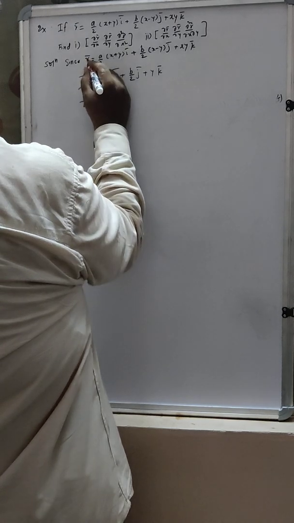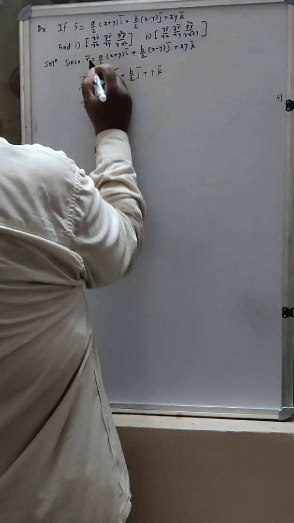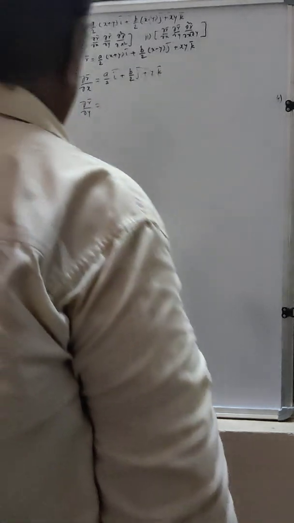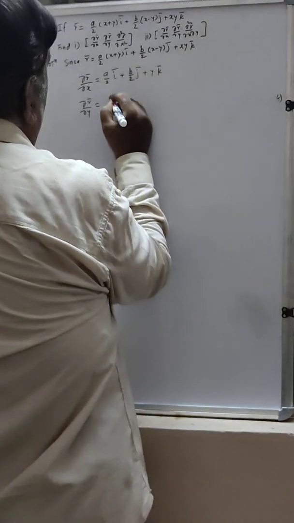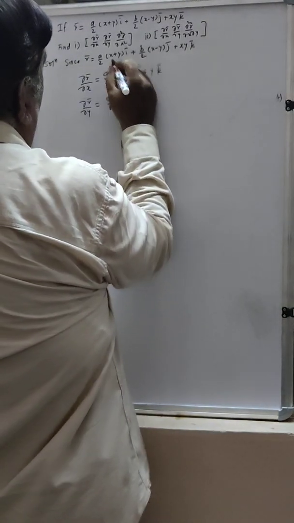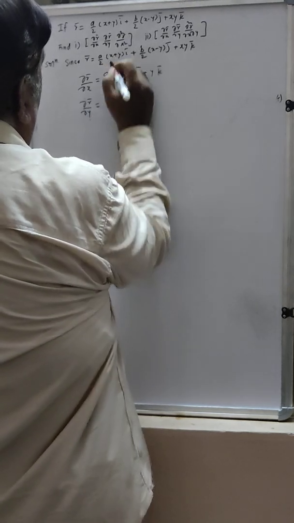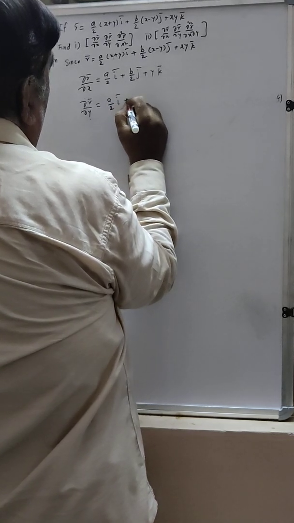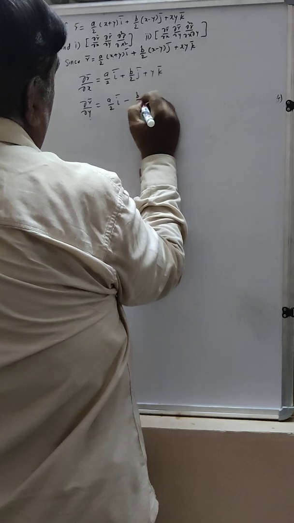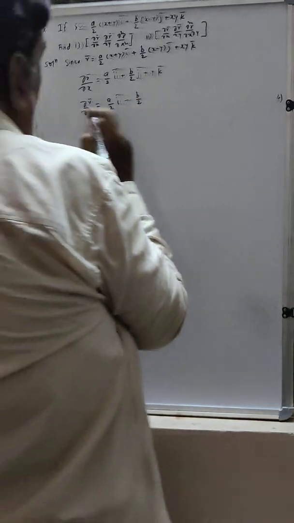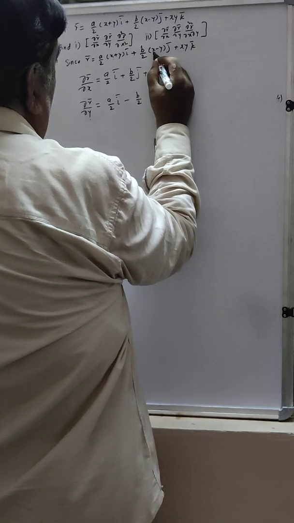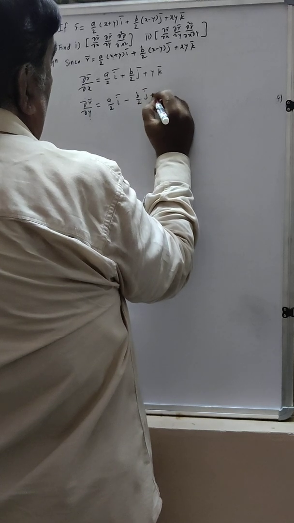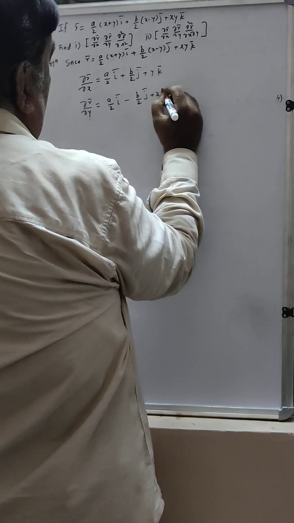Again differentiate, now differentiate r vector with respect to y. ∂r/∂y: a/2, x is constant with respect to y, derivative of constant is 0, and derivative of y is 1, i vector. Here b/2 is constant with respect to y, x is constant, derivative of constant is 0, and derivative of y is 1, here minus 1, j vector plus x k vector.